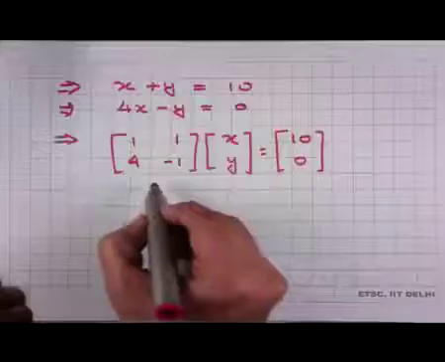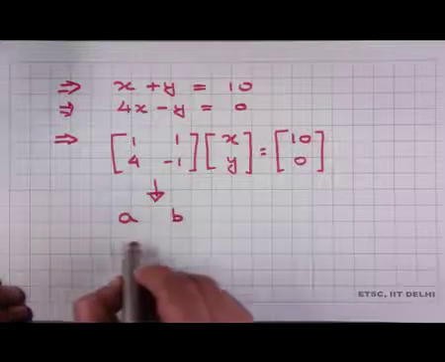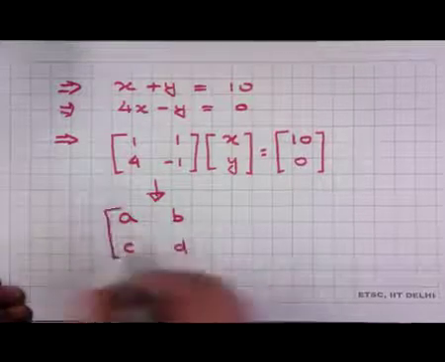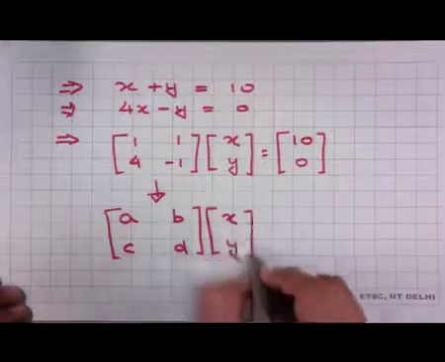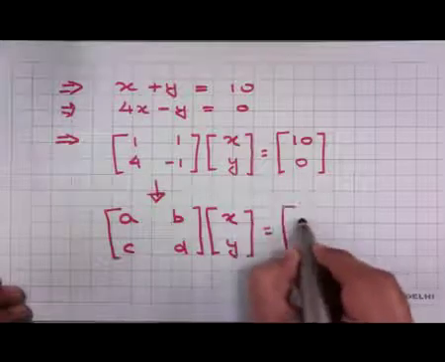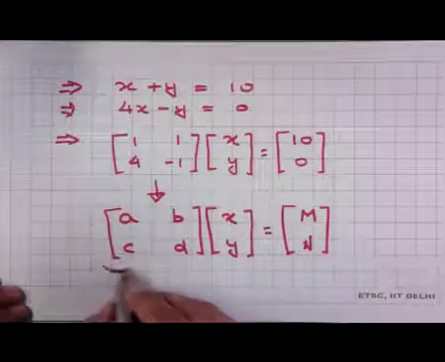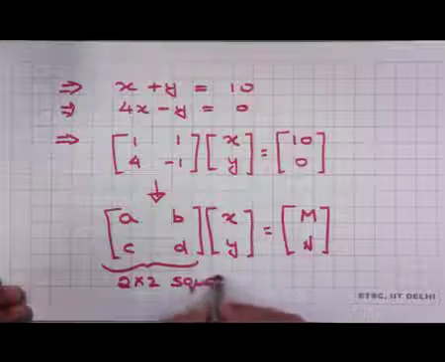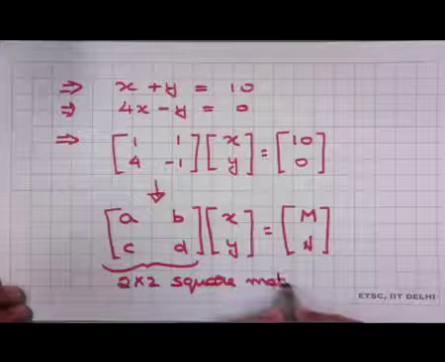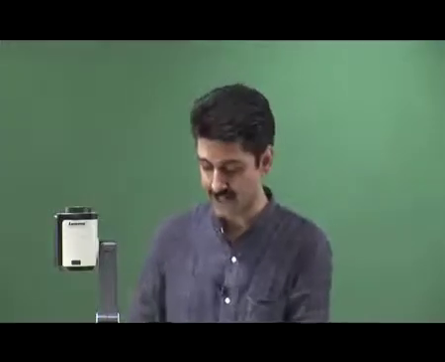More generally, we can talk about this matrix as something like A, B, C, D, where this is the 2 by 2 square matrix, a general form of a 2 by 2 square matrix, which comes naturally in these settings. So, how do we solve these equations? Where do the determinants come up? Let us try to see that.